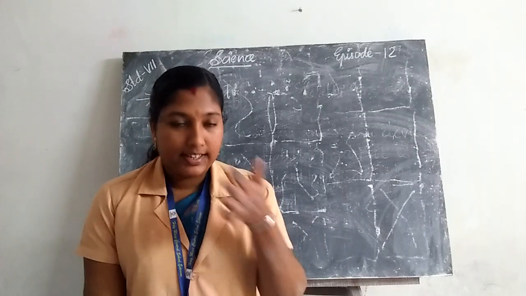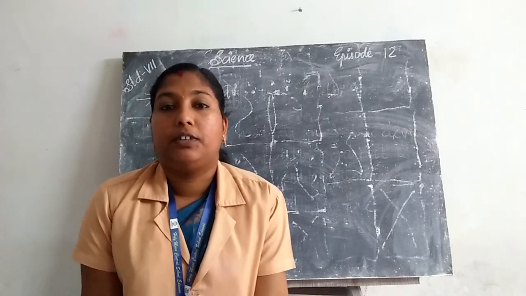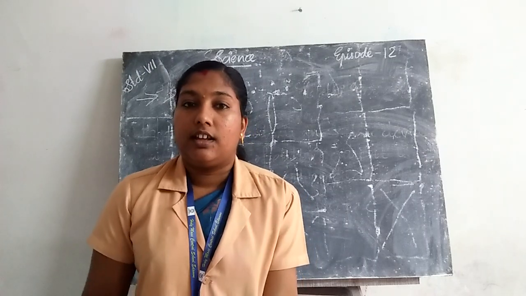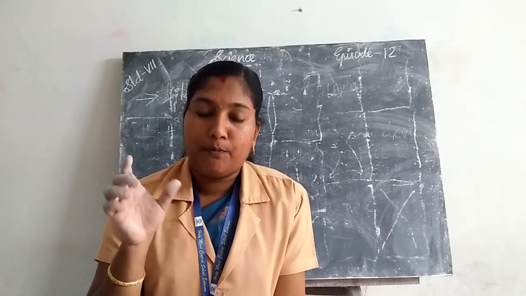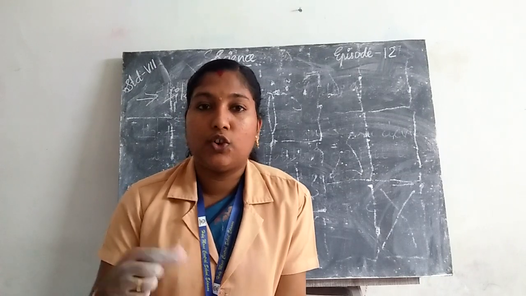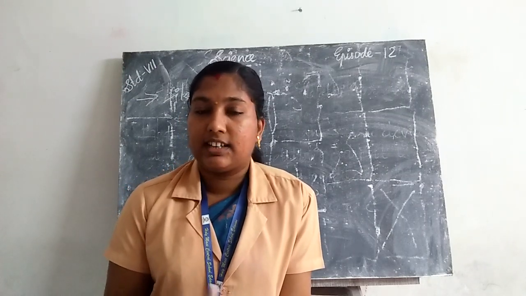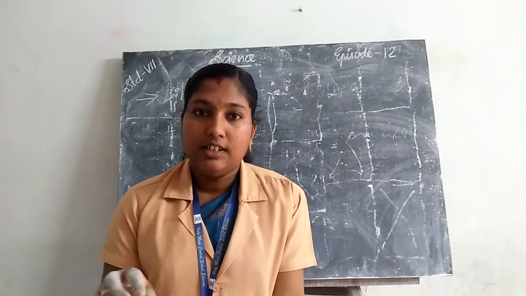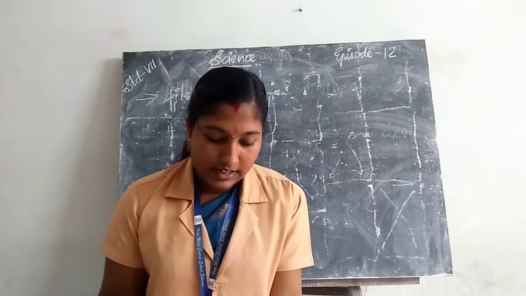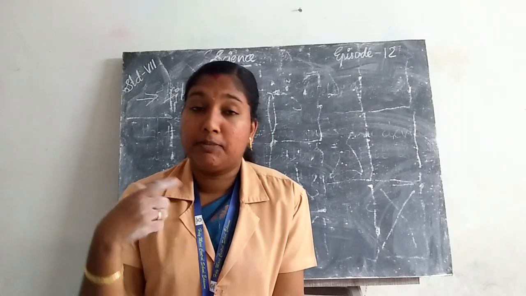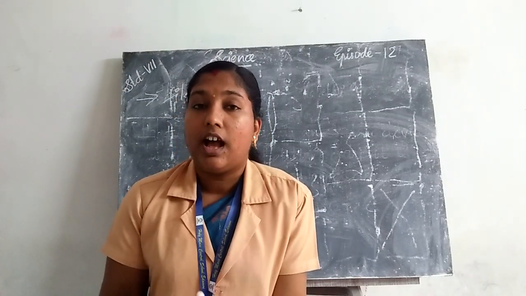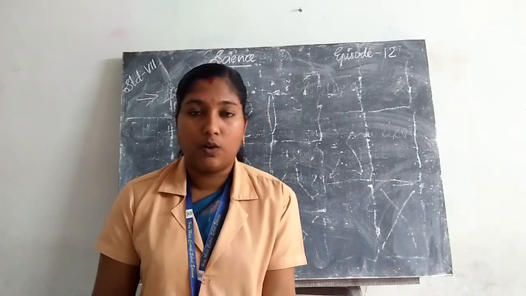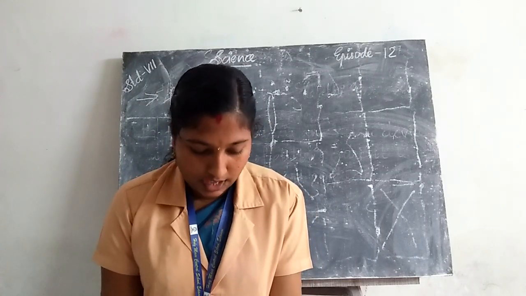Another example is the filament of the bulb. The filament of the bulb is a wire. If we pass electricity or switch on the bulb, the electric current passes through the filament. Then the bulb gets heated and starts glowing. We get light. Okay.